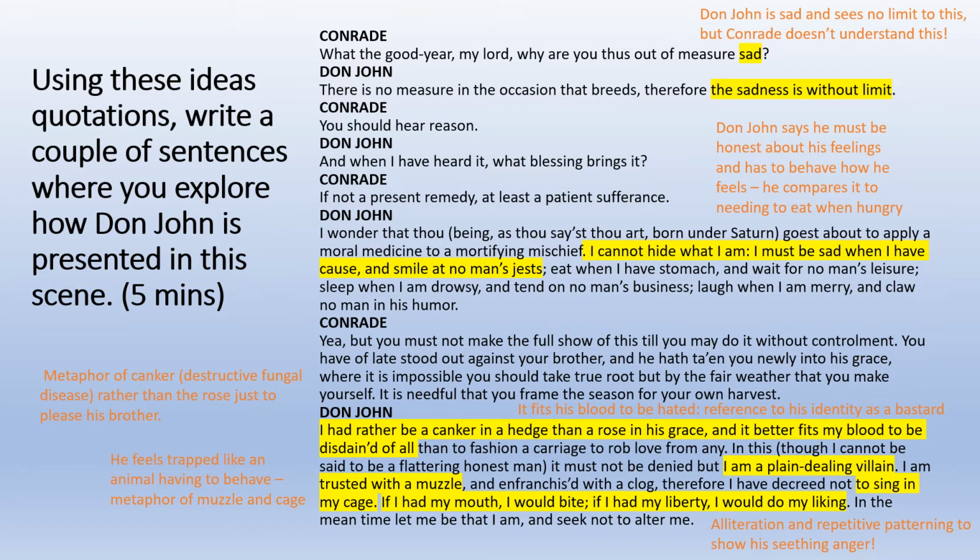I won't read them all out. I had rather be a canker in a hedge than a rose in his grace, and it better fits my blood to be disdained of all. It fits his blood to be hated, a reference to his identity as a bastard and a bit of a social outcast. If people think that Don John's been reconciled with Don Pedro, I think this part of the scene lets us know in no uncertain terms that Don John doesn't feel himself to be reconciled at all. So there we are. Have a close look at that. You can transfer some of these onto your annotated piece if it adds to what you've done.